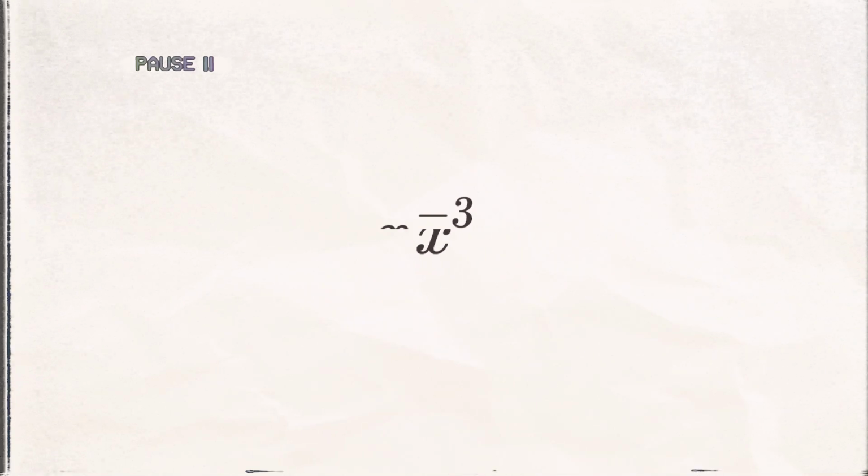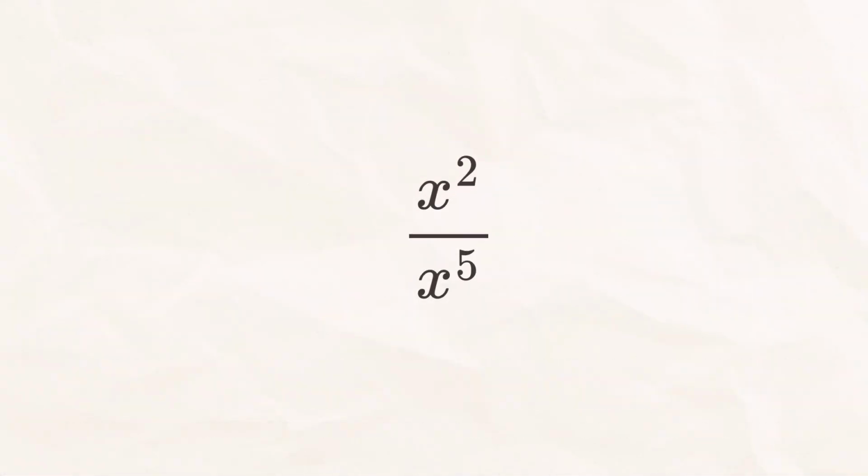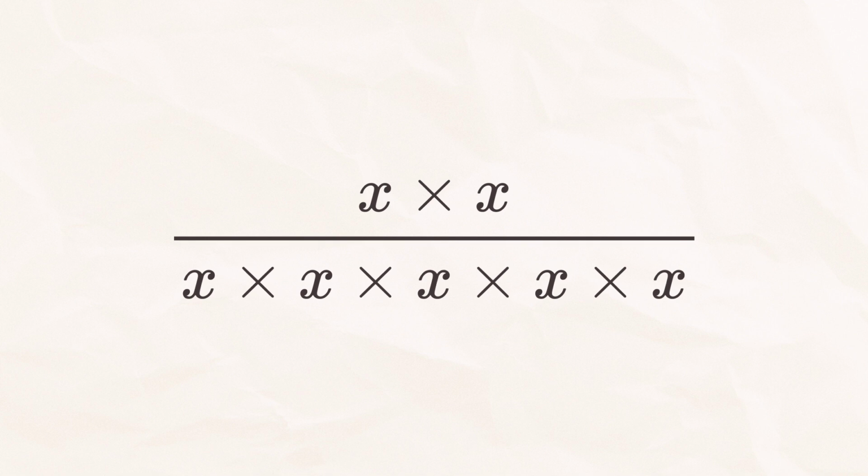Let's rewind this and go back to the original expression. We'll keep the work we just did in mind, but let's try working this again, but in a different way. Let's expand the exponents into the base, multiplied by itself the number of times indicated by the exponent. So x squared becomes x times x, and x to the fifth power becomes x times x times x times x times x. Now let's cancel out the common factors.